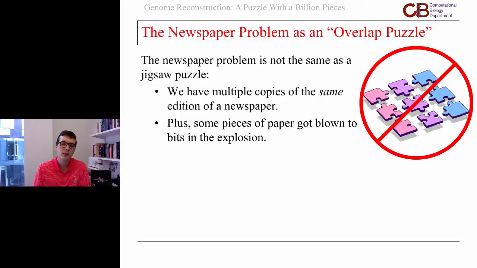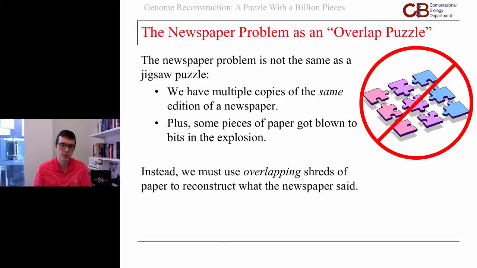So instead, we have to use overlapping shreds of newspaper in order to figure out what the news was. We might imagine that if you had two pieces that overlapped by 20% or something, then you can start to overlap those and glue them together, and then you saw another piece that overlapped with this one. And so this gives us a giant overlap puzzle.